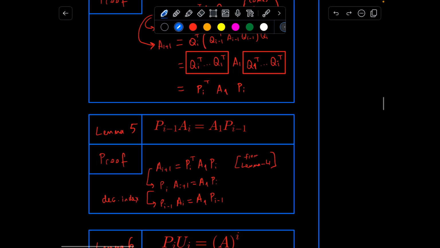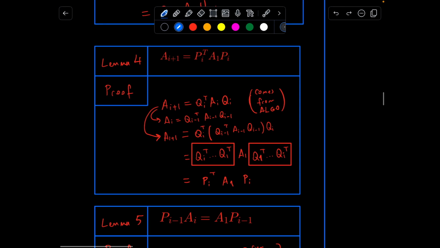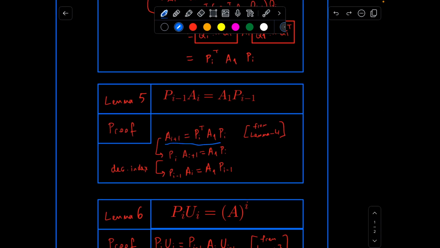And this basically comes from lemma 4. It comes from this. I'm basically writing that. P is orthogonal. Why? By looking at the definition of P, what is P? Like Q1 dot dot dot Qi, right? And each Q, we know from the QR decomposition is orthogonal, and orthogonal times orthogonal would be orthogonal. So P is an orthogonal matrix, right?